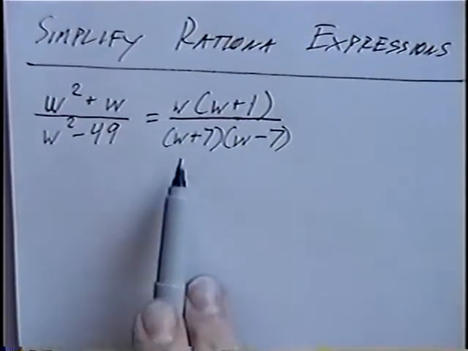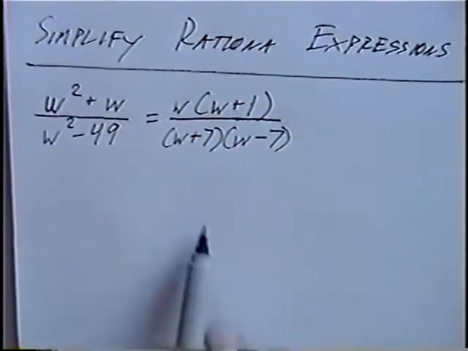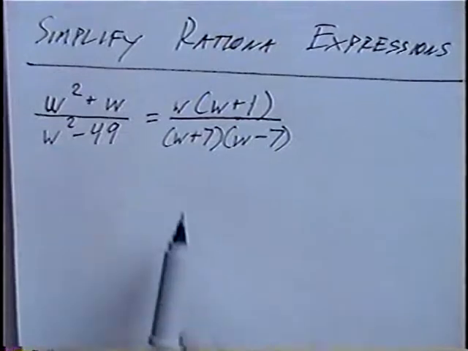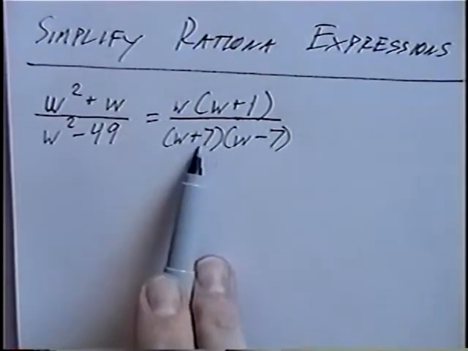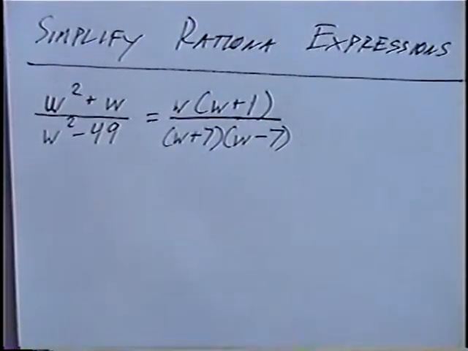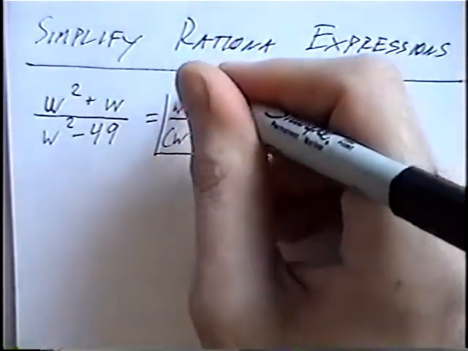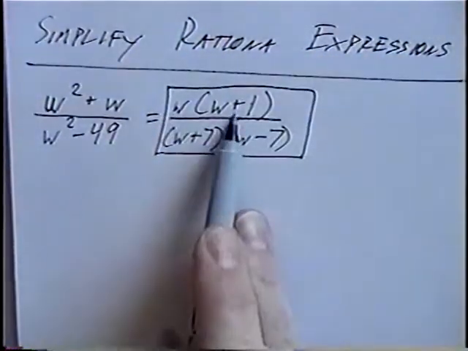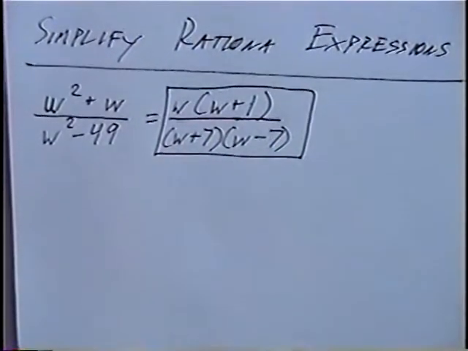To simplify, you want to check and see if any of the factors are the same on the numerator and denominator. In this case, they're all different. To cancel out a w, it has to be w just by itself. To cancel out w plus 7, you'd have to have w plus 7 in the numerator. In this case, nothing cancels, so your final answer in factored form would be w plus 1, divided by w plus 7, w minus 7.